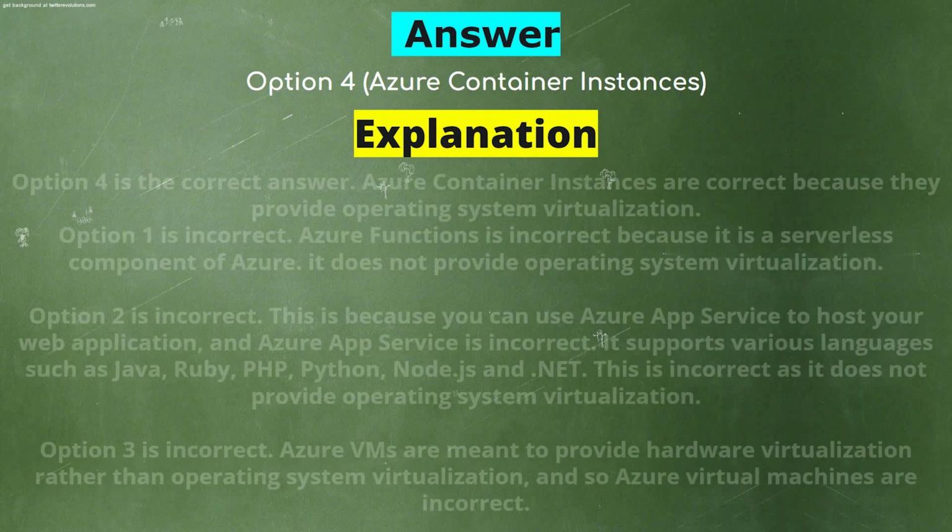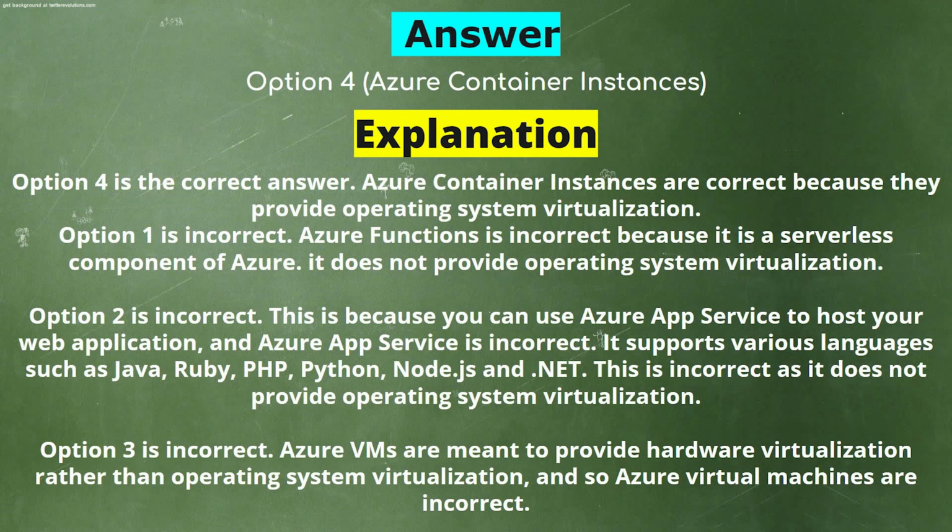Explanation. Option 4 is the correct answer. Azure Container Instances are correct because they provide operating system virtualization. Option 1 is incorrect. Azure Functions is incorrect because it is a serverless component of Azure. It does not provide operating system virtualization.